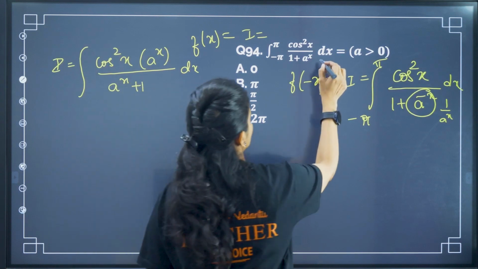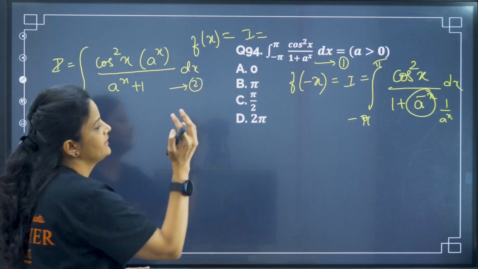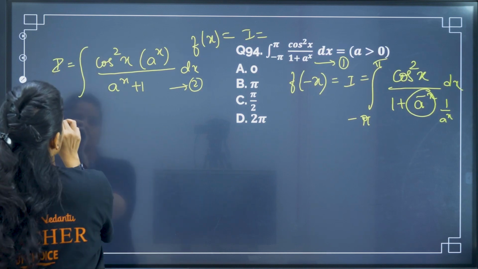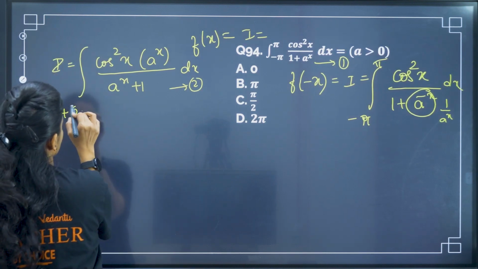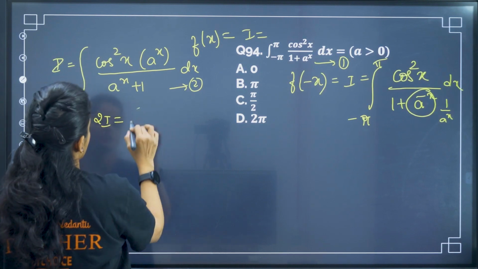So equation 1 is here. Now take this as equation 2 and add it. 1 plus 2. So that will give you I plus I, 2I, and same limits.